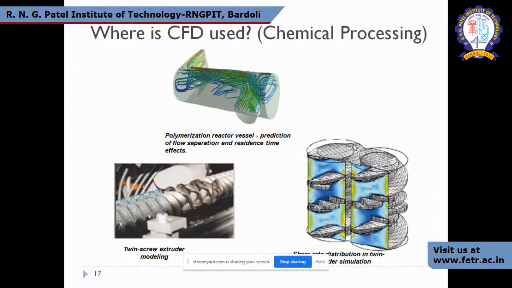Chemical processing. Chemical processing is popularly using CFD, either where we keep our chemicals, the mixing of chemicals, or some kind of process like how twin screw extruder flow modeling can be done. By extracting or injecting chemicals, a number of reactions happen, such as endothermic reactions, or the chemicals may diffuse into each other. So including chemical reactions, we can do CFD. That is possible.